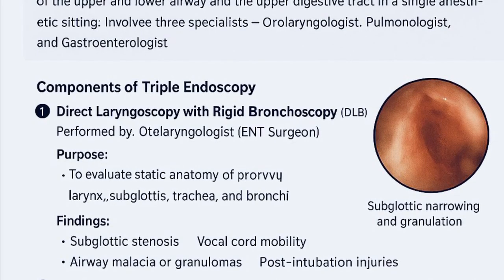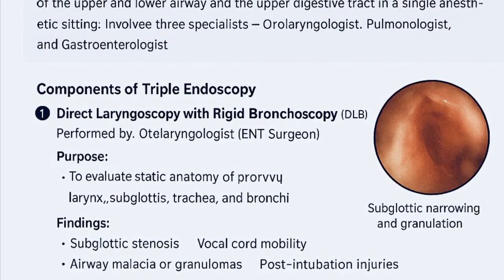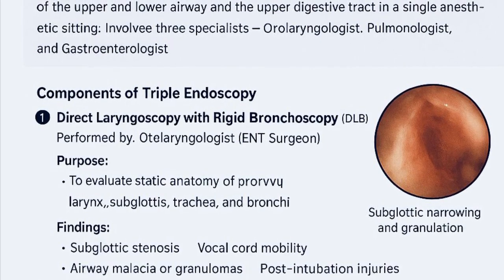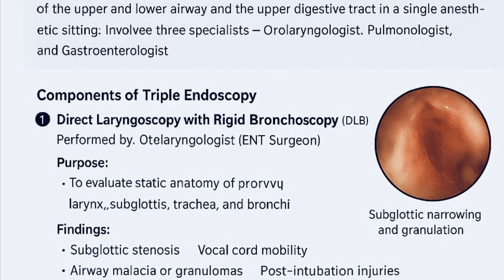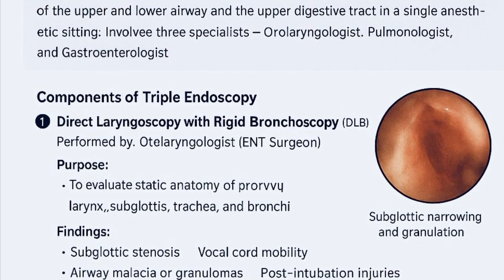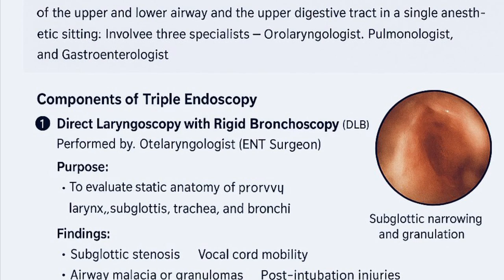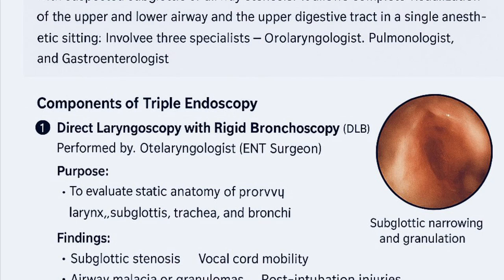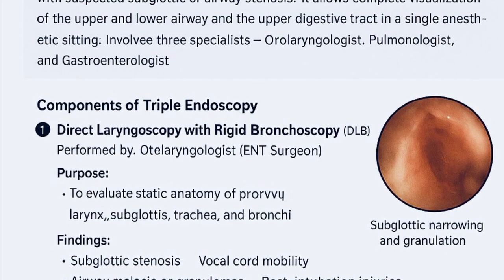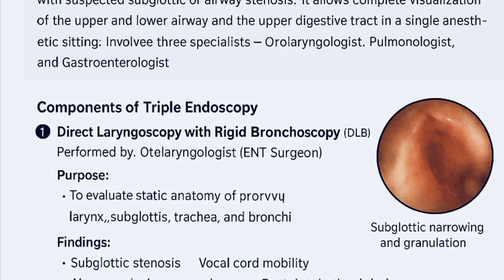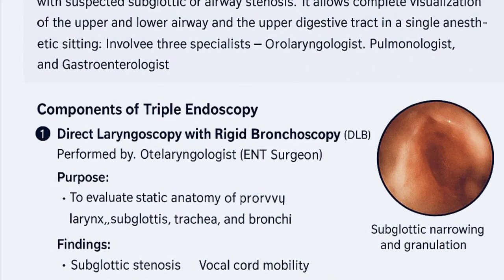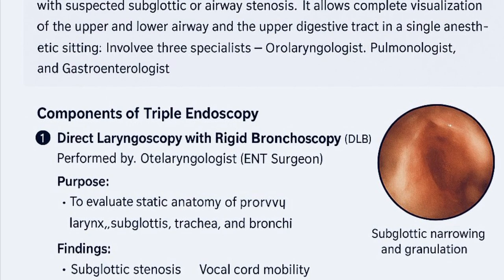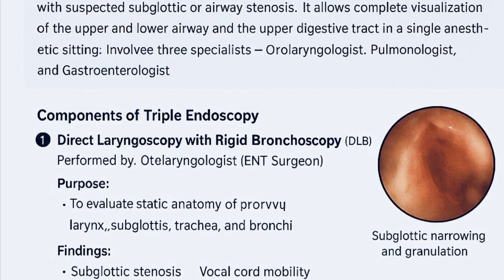Triple endoscopy is the most common comprehensive procedure to evaluate a child for stridor of uncertain origin, suspected subglottic stenosis or laryngotracheal malacia, recurrent aspiration pneumonia, chronic cough with no clear etiology, and suspected congenital airway anomalies. These can be evaluated by this triple endoscopy. It allows complete visualization of the upper and lower airway and upper digestive tract in a single anesthetic setting.